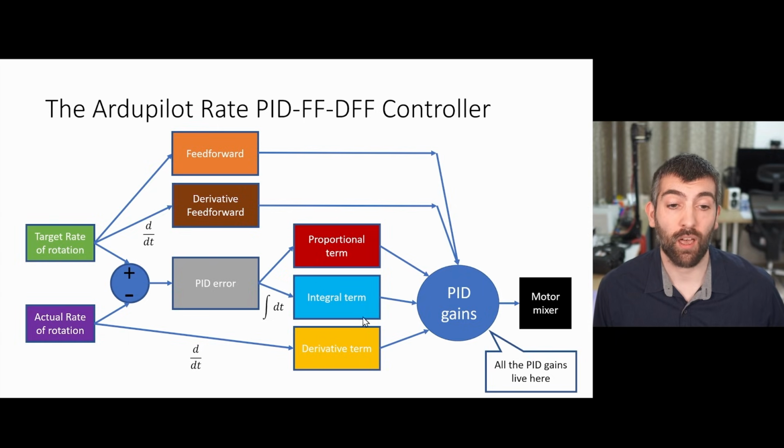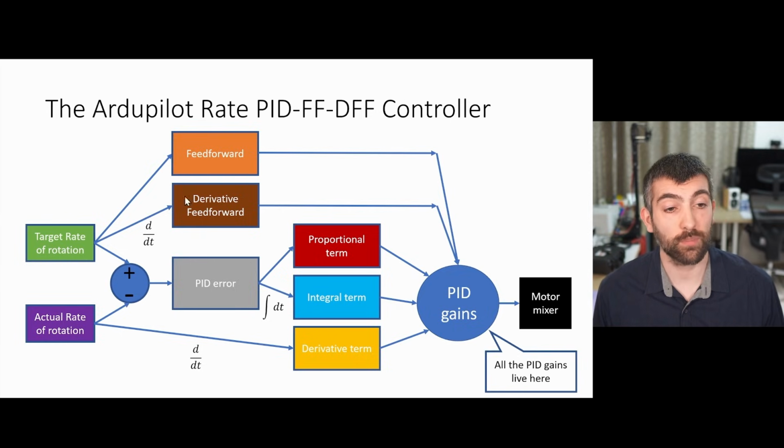All of these terms are multiplied by different gains, which we're going to set in the ArduPilot software, and then they are all added together to give a commanded control output, which is going to be fed into the motor mixer, which will drive the motors, and that will command the quad to do the correct rotation.